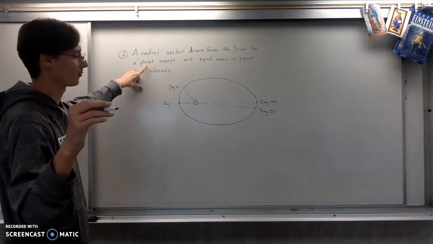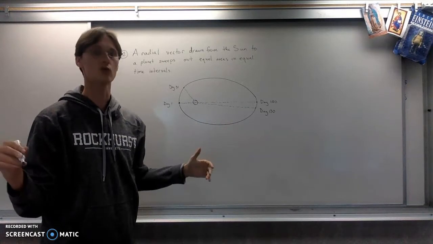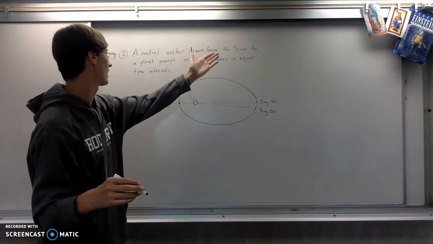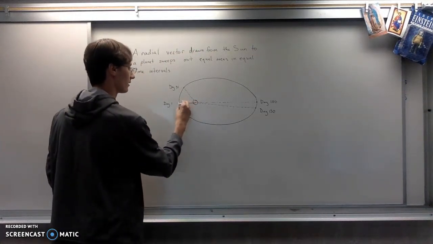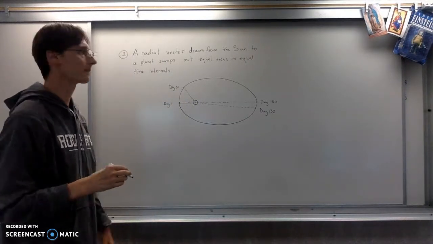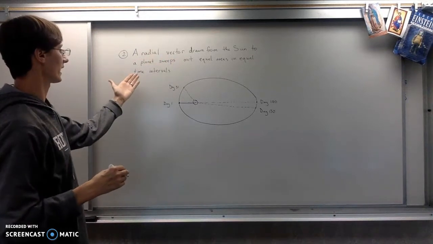Let's pause there for a moment. A radial vector really is just a straight line drawn between two things. So a radial vector drawn from the sun to a planet would just be a straight line drawn from the sun to the planet. There it is. Sweeps out equal areas in equal time intervals.